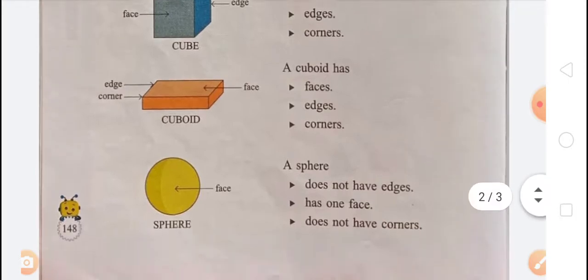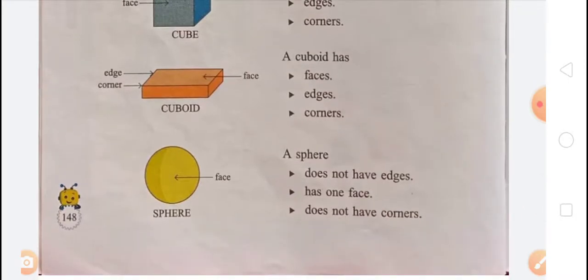Okay, and next is sphere. You know that a sphere does not have any edges, has one face and does not have any corners. So a sphere has no edges, no corners and only one face.